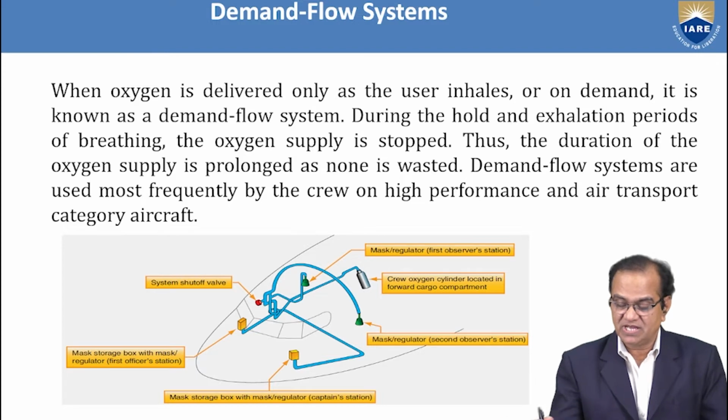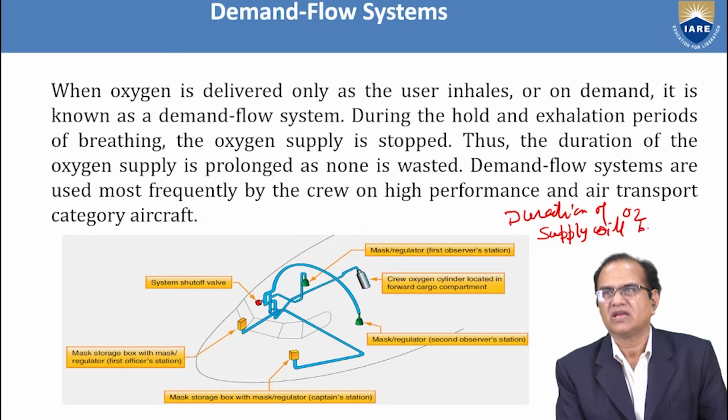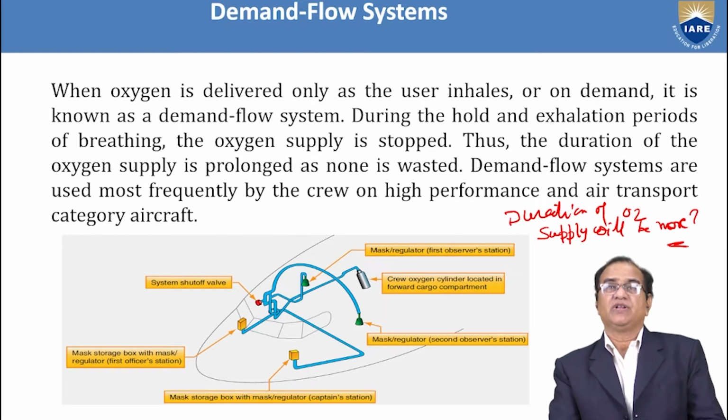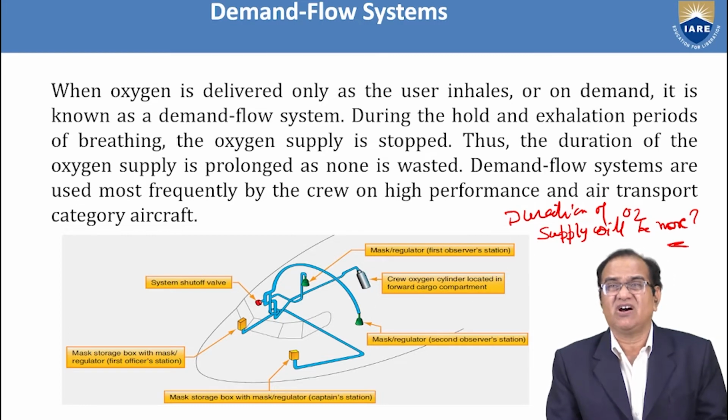So the benefit of this is that the duration of O2 supply will be more. That is the benefit of this type of system. Here the duration of oxygen supply is prolonged as none is wasted. The oxygen is not wasted. Demand flow systems are used most frequently by the crew on high performance and air transport category aircraft.